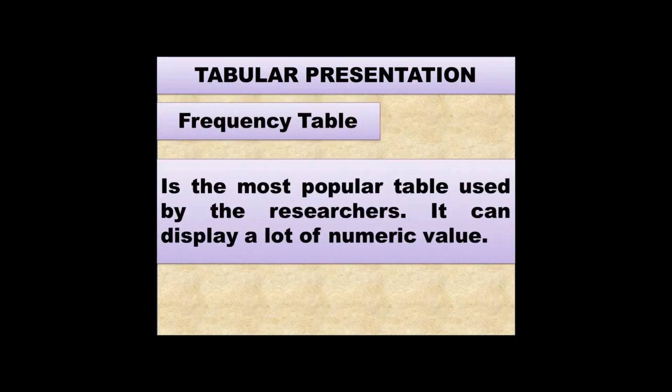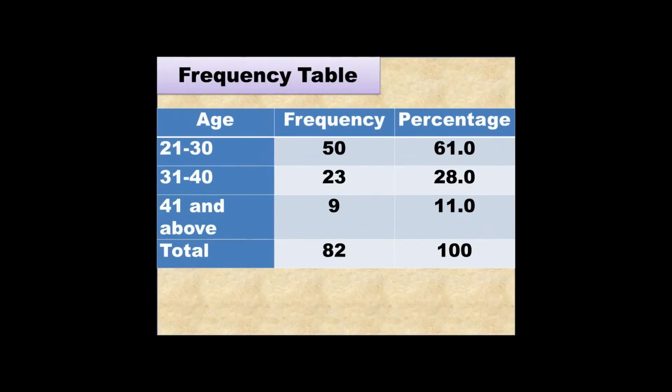Frequency table is the most popular table used by researchers. It can display a lot of numeric values. So here is an example of a frequency table, wherein it presents the age, frequency, and the percentage. On the age, we have three classes: 21 to 30, 31 to 40, and 41 and above. So this pertains to the groupings of the ages of the respondents.